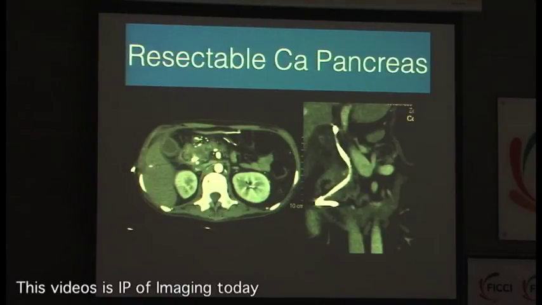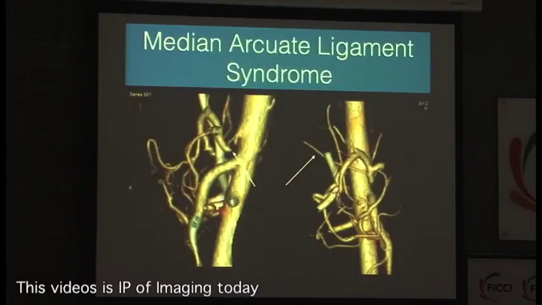Okay, now for some fun cases, the last part of my talk, what else the surgeon wants to know. So this is a resectable pancreatic carcinoma. It is resectable, I am telling you it's resectable. The SMA is free, the SMV is free. Okay, but what is interesting in this patient? Can anybody tell me what this is? I have written it there. Okay, so what happens, what is the implication of this?